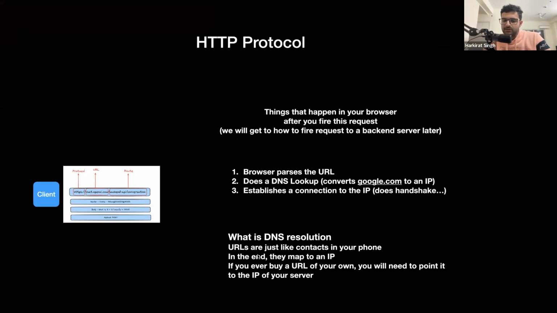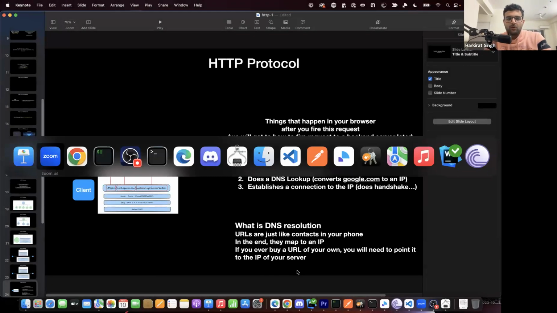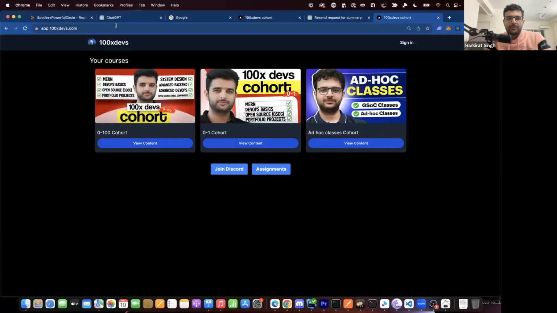URLs are just like contacts in your phone. In the end, they map to an IP. If you ever want to buy a URL of your own, you will need to point it to an IP. For example, you all go to app.100xdevs.com, but under the hood, this actually points to an IP.